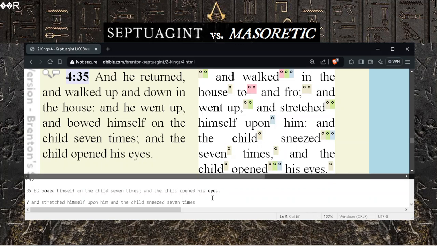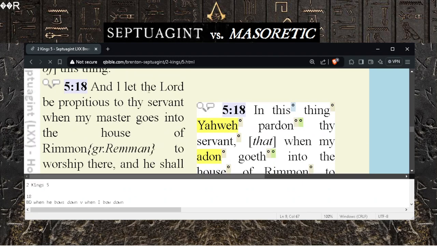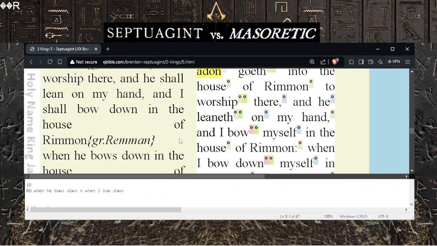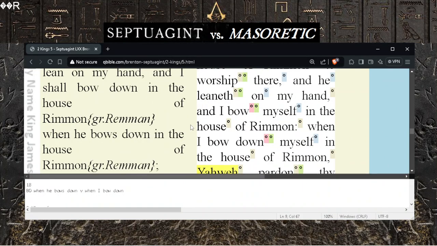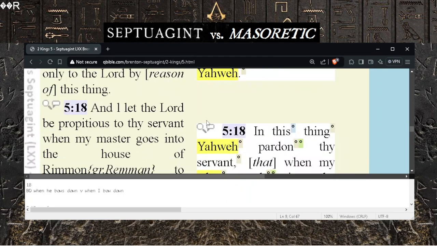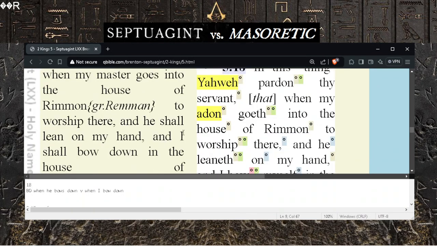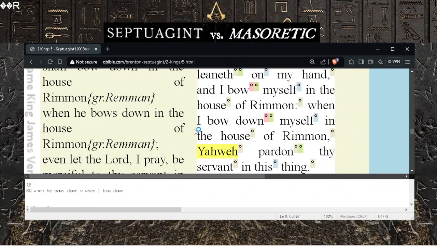In the Masoretic, it says the child sneezed 7 times. Okay, so we can see, what is he doing here? He's doing CPR. Either CPR or praying. So in chapter 5 now, verse 18, it says, when he bows down in the house of Rimmon, versus when I bow down myself in Rimmon. So if you read the narrative, it'll make more sense as to why that is a big difference.